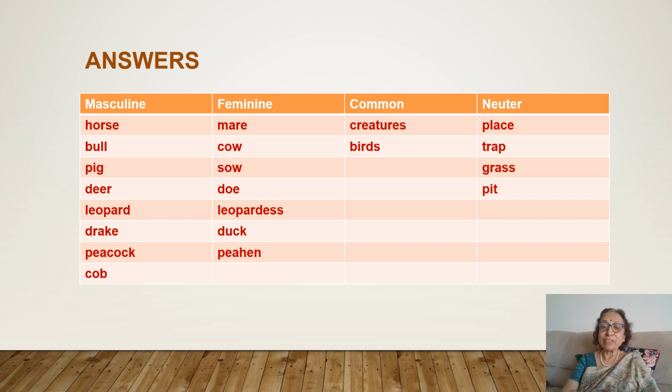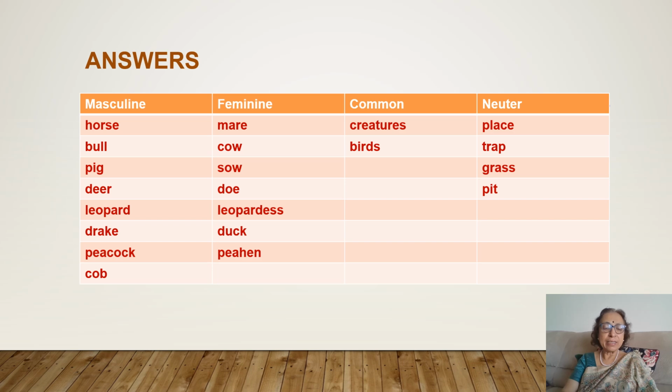Like you have in Gulliver's Travels, the whole book is devoted to how horses live like human beings and human beings live like animals. Yahoo. You have heard of the term Yahoo, that comes from that book. The bull and cow. Bull is masculine and cow is the feminine form. Came, and so did the pig and sow, pig masculine and sow feminine.